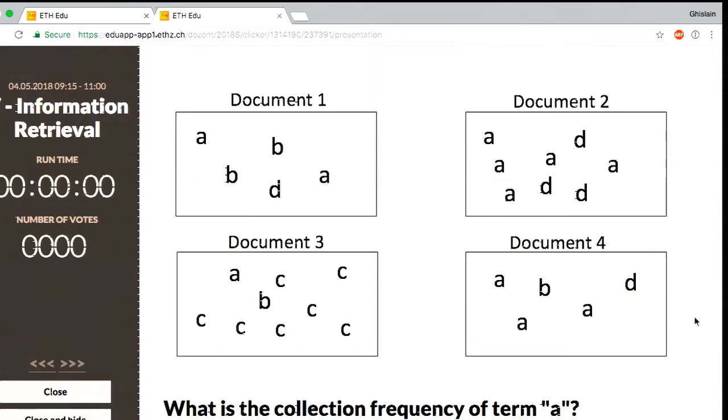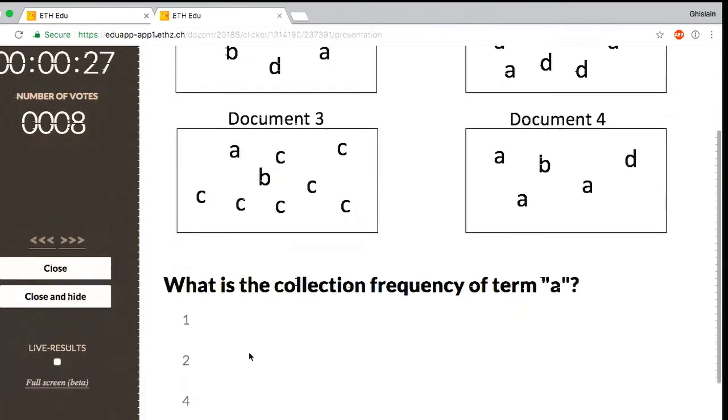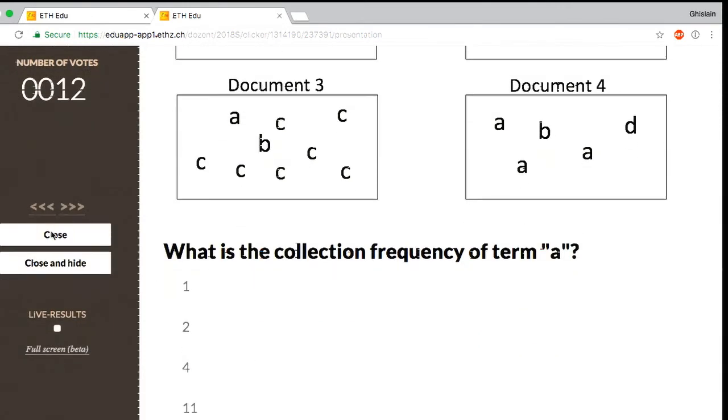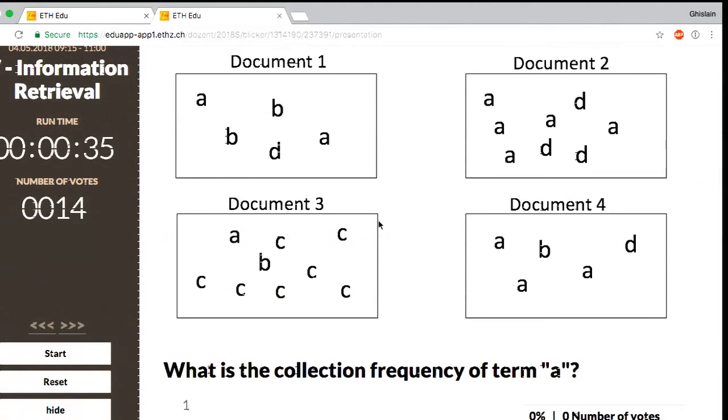Okay, so now, what is the collection frequency of term A? It's always the same set of documents. You don't need to check if it changed or if it didn't change. It's probably the one that you may have confused with the first question, which is not the proper terminology. Oh, very good. Yes, it's 11. The collection frequency is the total number of occurrences in the collection. It's the sum of the term frequencies summed over the documents.